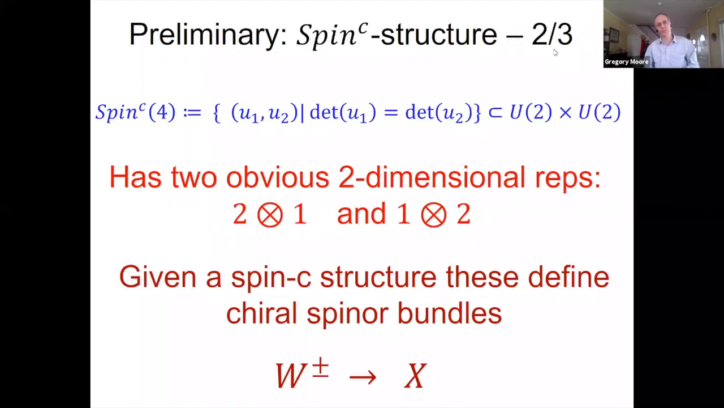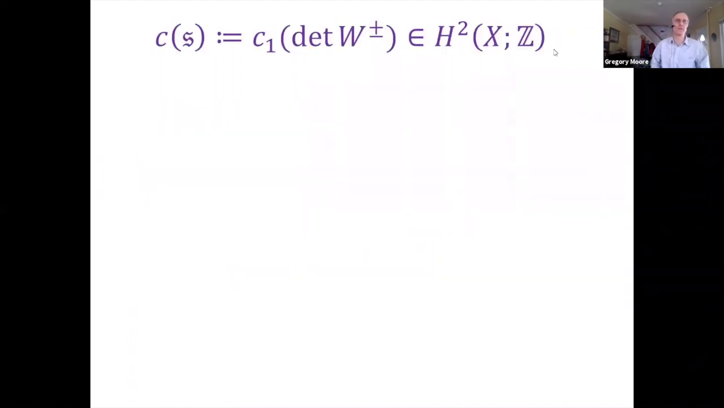And those bundles are rank 2 bundles. So if we take the determinant bundle, that could be a non-trivial complex line bundle. It has a first Chern class. That's called the characteristic class of the spin C structure.